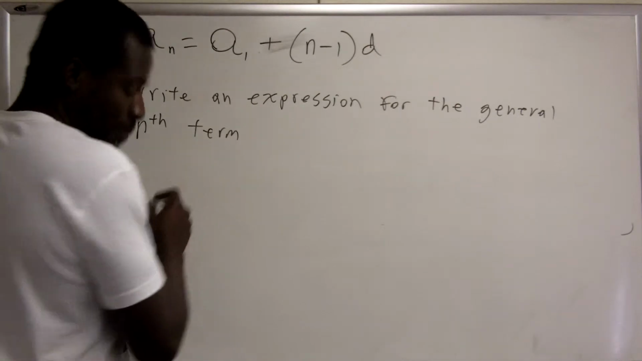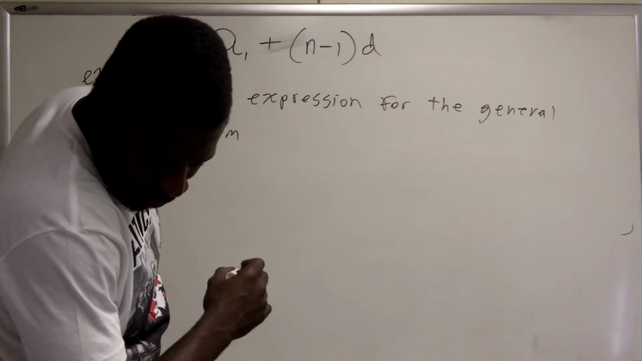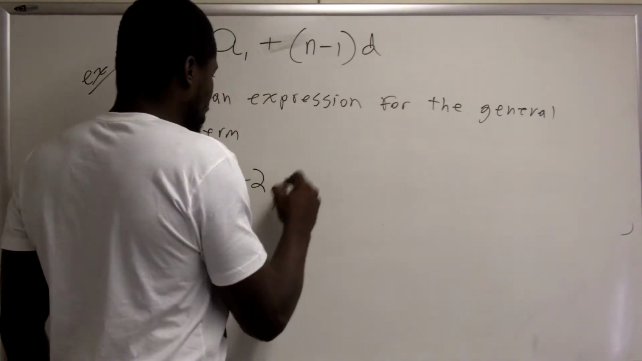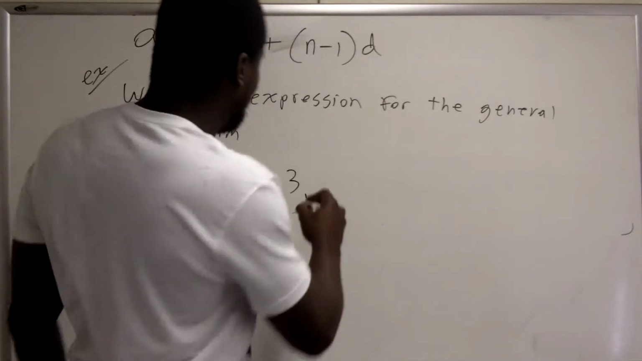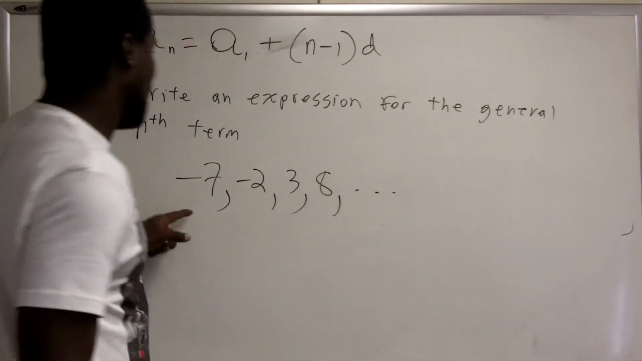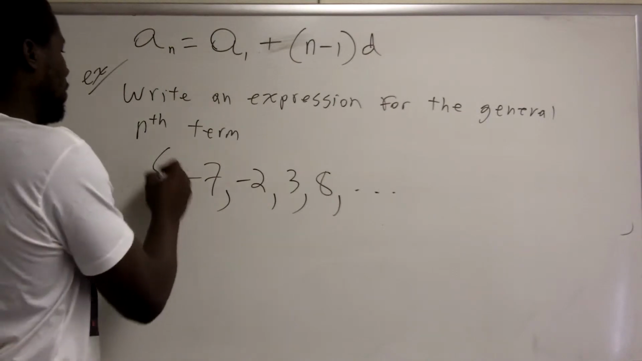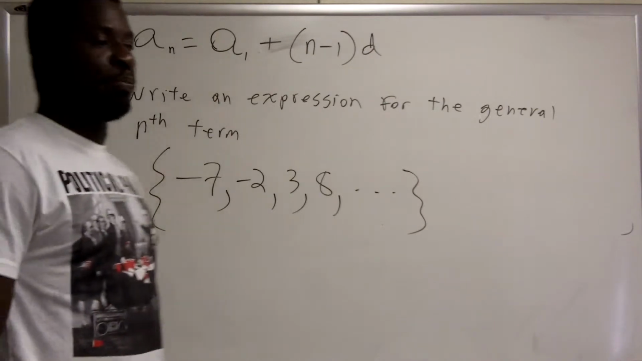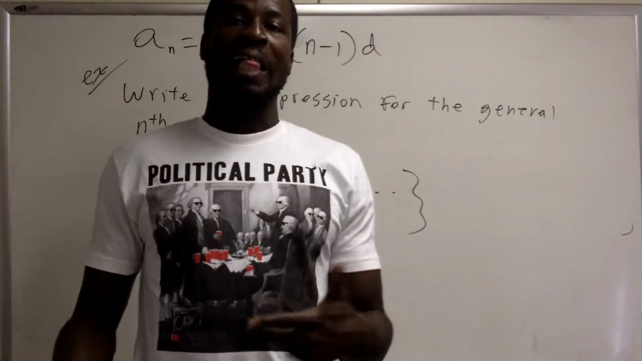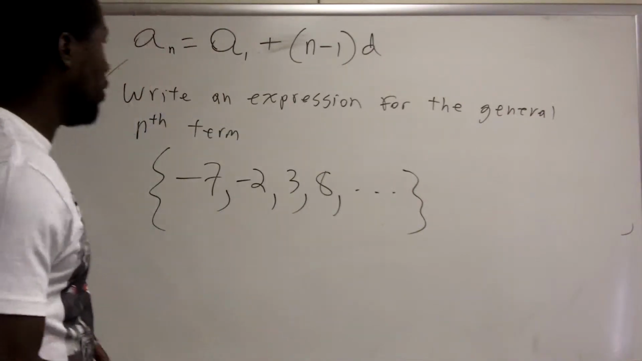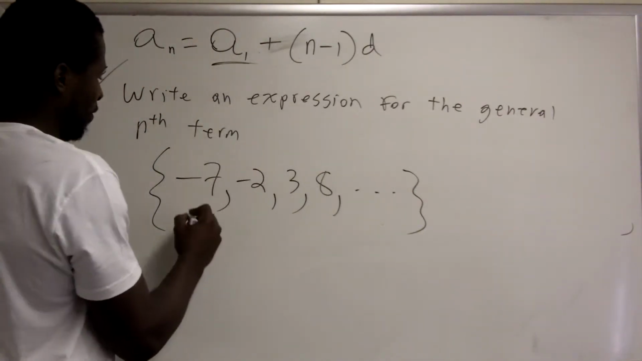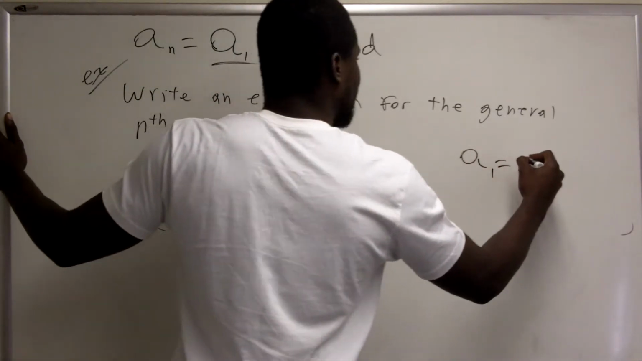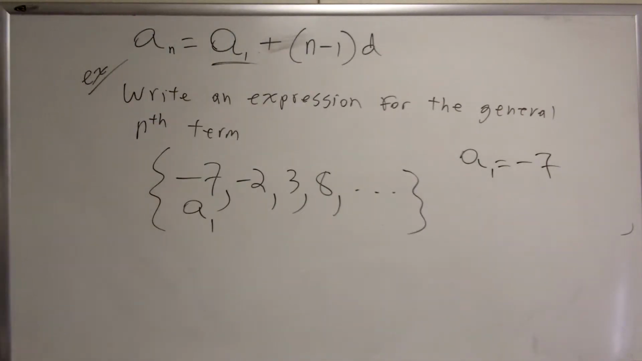So here's the example. This is the sequence that we're going to be looking at: -7, -2, 3, 8, and then it continues on in this fashion. So here's the sequence that we're talking about. And what we want is to come up with an expression or a formula for calculating the general nth term. Well, in order to do that, I need to know A1. Well, that's easy enough. A1 is just the first term of the sequence, so I see here that A1 is equal to the number -7. So A1 is -7, that was easy enough.